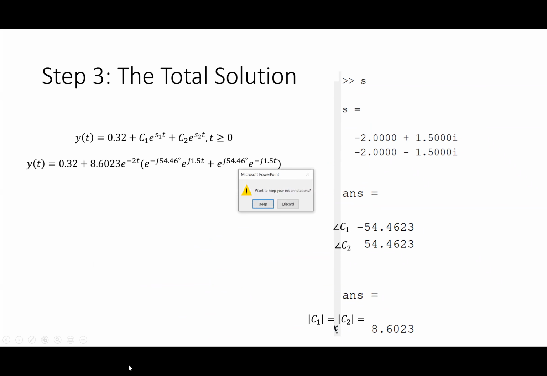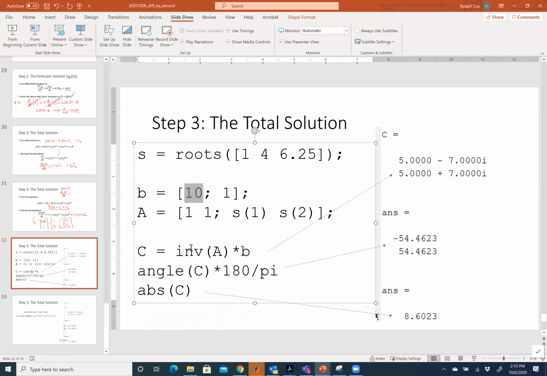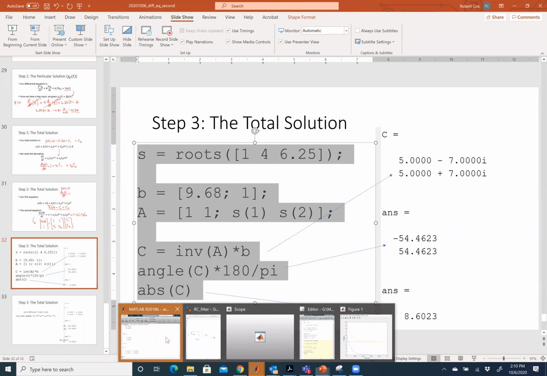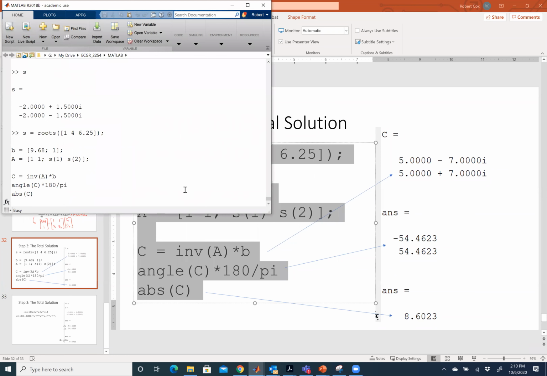All right, my computer, this should be 9.68. All right. So let me take this guy right here, and the best laid plans here. I'm going to paste that code into MATLAB.